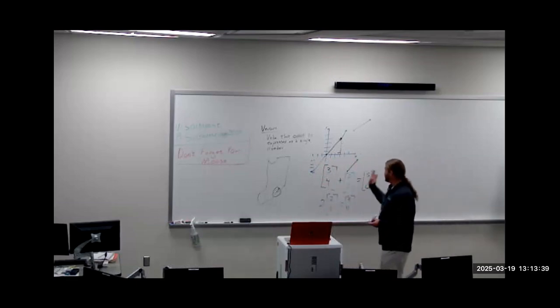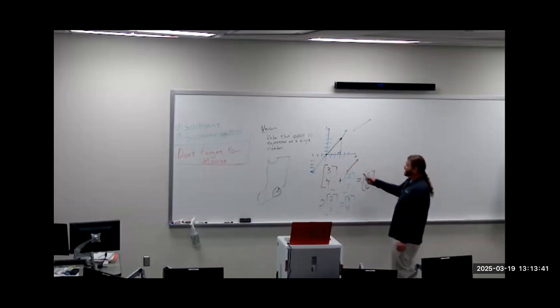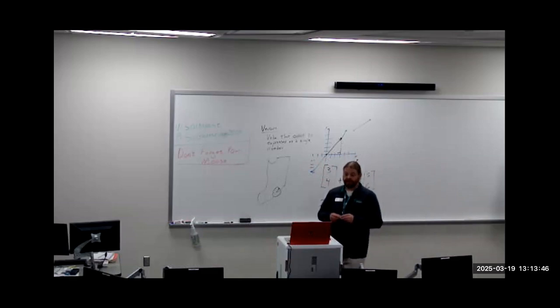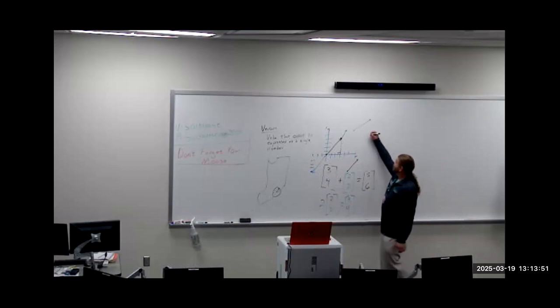Think about the XY plane. Breaking it down to a right triangle works because we learned the Pythagorean theorem at an early age, right? A squared plus B squared equals C squared.